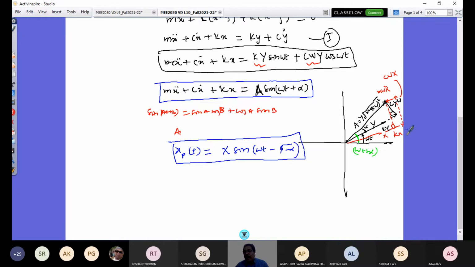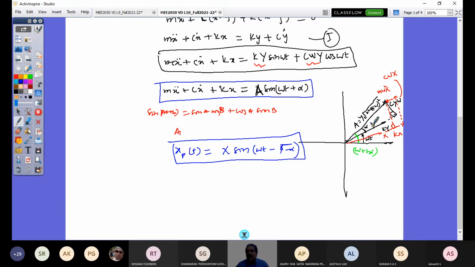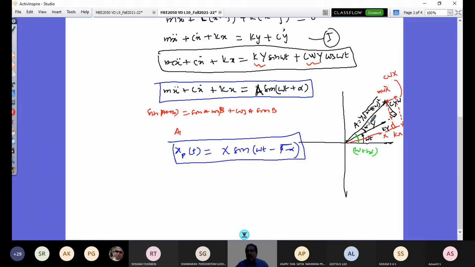So all this is captured in this vector diagram. That is the advantage of drawing a vector diagram: the equation can be best understood. So now you see here omega t minus phi minus alpha. What is phi here? It is the phase angle of the response with respect to the impressed force. The angle phi here is this angle, the angle between A and X.